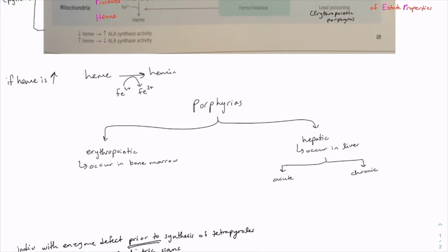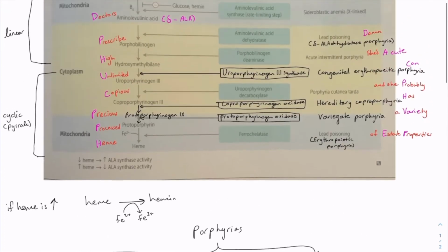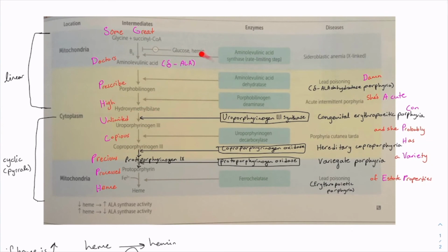The other thing is that if the enzyme defect occurs prior to the synthesis of these cyclic structures, which is like around here, where the linear structures are at, then the symptoms exhibited would be mainly the abdominal and neuropsychiatric signs. However, if the enzyme defect occurs after the synthesis of cyclic structures, which is around here, then the individual would experience photosensitivity. But there is one exception to this.